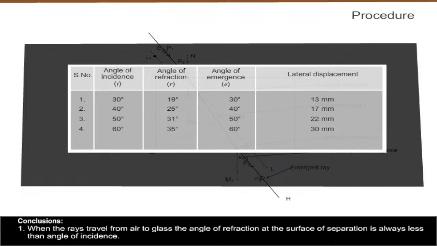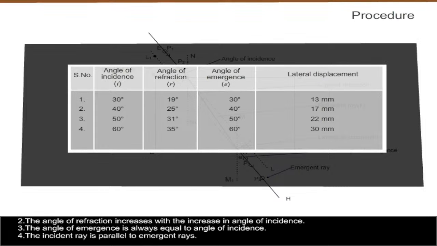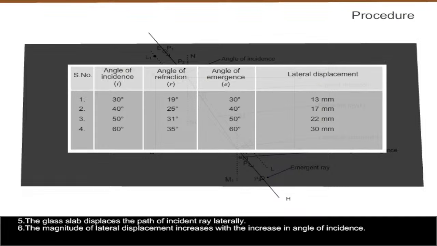Conclusions. When the rays travel from air to glass, the angle of refraction at the surface of separation is always less than angle of incidence. The angle of refraction increases with the increase in angle of incidence. The angle of emergence is always equal to angle of incidence. The incident ray is parallel to emergent rays. The glass slab displaces the path of incident ray laterally. The magnitude of lateral displacement increases with the increase in angle of incidence.